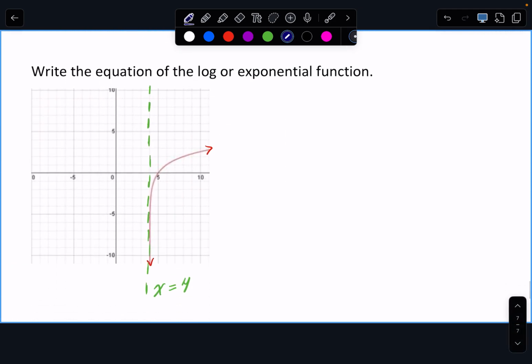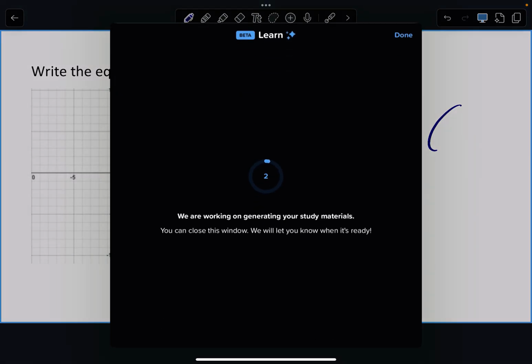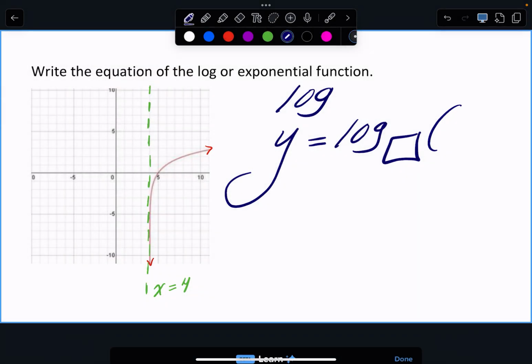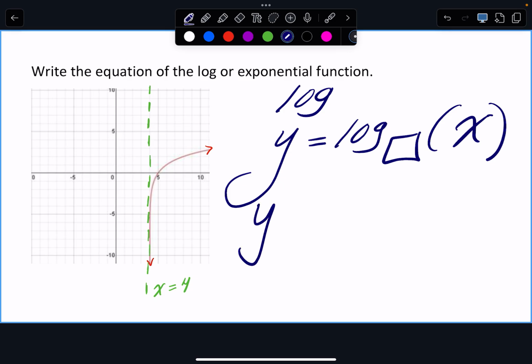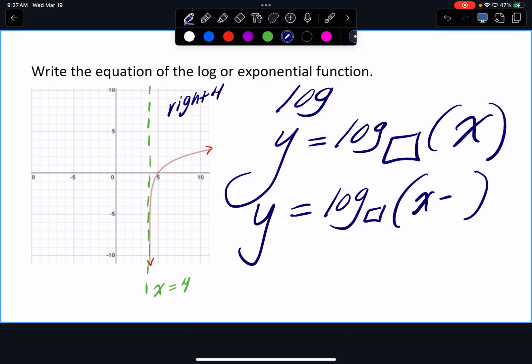All right, this is the last problem of the day, then I'll let you go work on your homework. It says write the equation of this log or exponential. So you'd ask yourself, is it a log or is it an exponential based on the asymptote? A log. It's a log. So we know it's y equals log base something of x, for example. True? Yeah. But the question is, you're saying there's a shift of right 4, so we know this. Log base something, we don't know the base, but you know it's x minus 4. Is everyone good there?